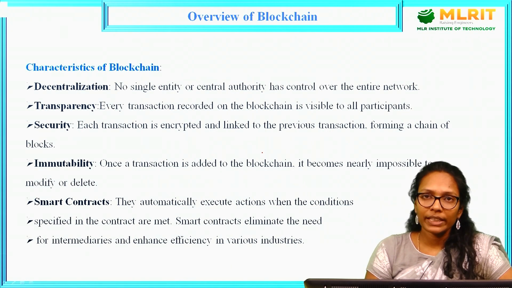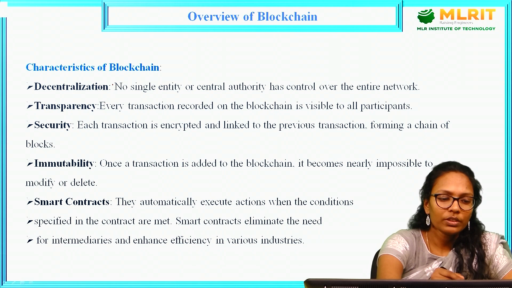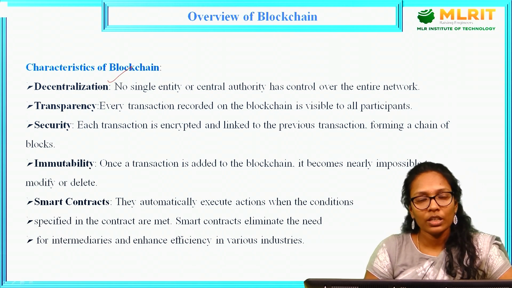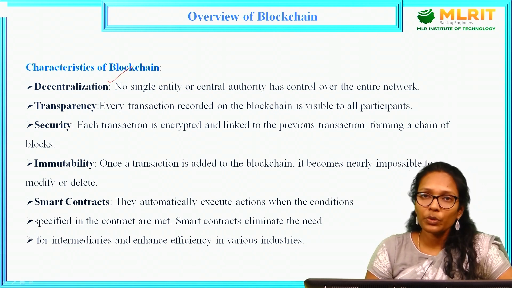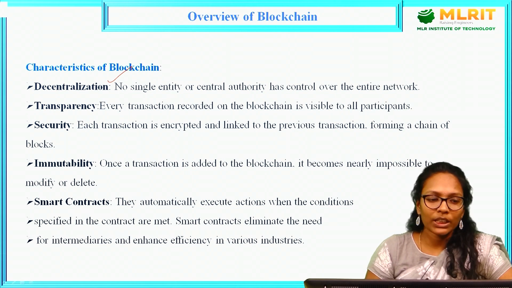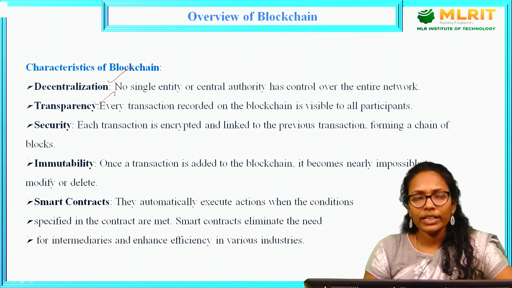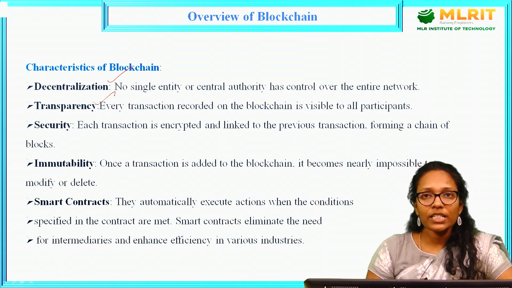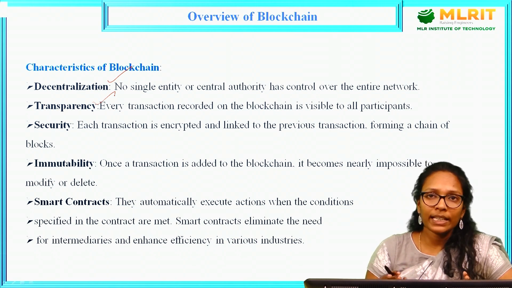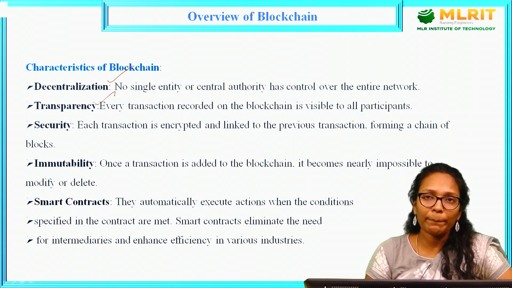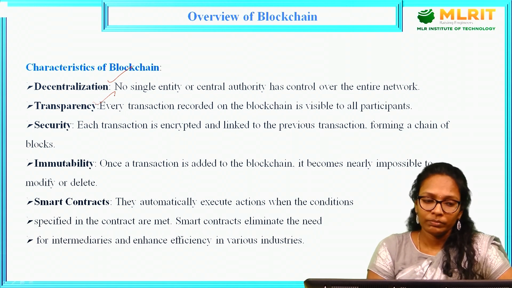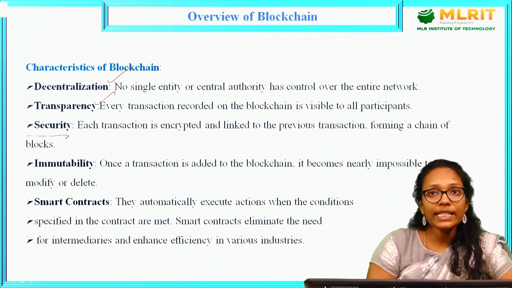So what are the different characteristics of blockchain? We know the first one is decentralization. That means there is no central authority to take the decision. Everyone has equal authority. And transparency. Basically, blockchain is transparent. That means the transactions are open. Everyone can see the data. Why? Because we know no one can tamper with or alter the data, but they can see the data. It is transparent.